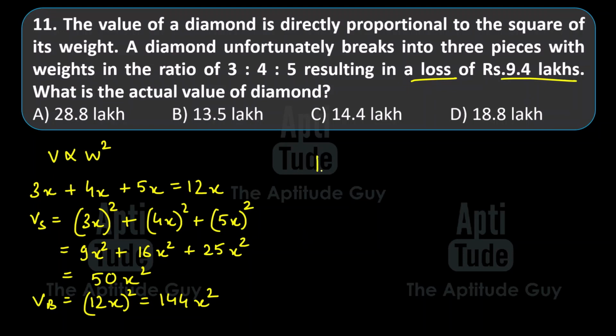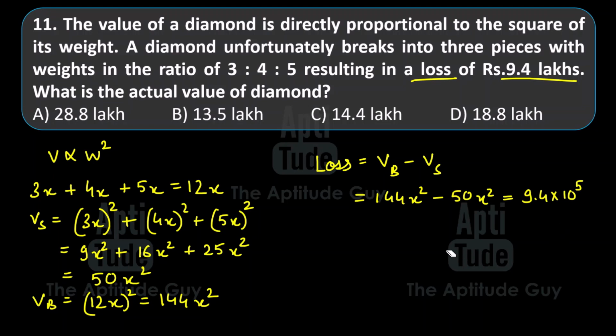Now, what is loss in this case? Loss is nothing but the value of the big diamond minus the value of all the small diamonds. That is the loss, the difference. That is equal to 144x square minus 50x square. This is equal to 9.4 lakhs. That is 9.4 into 10 to the power 5 because a lakh has 5 zeros.